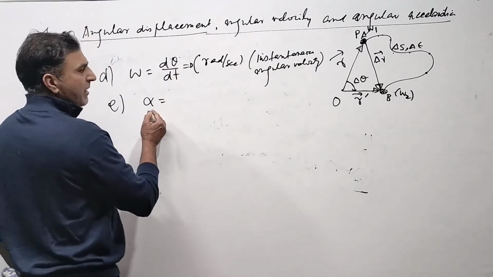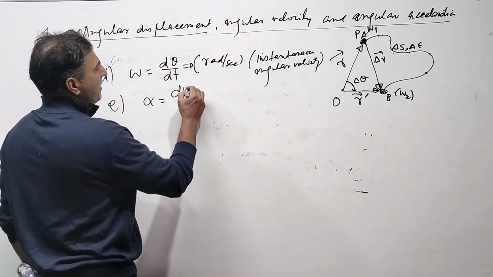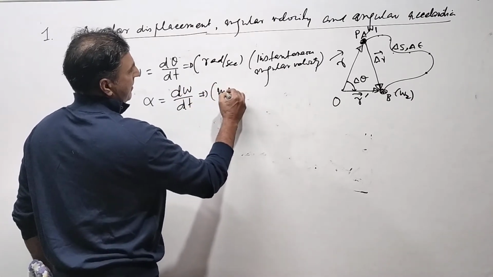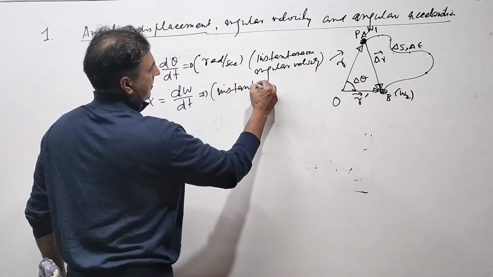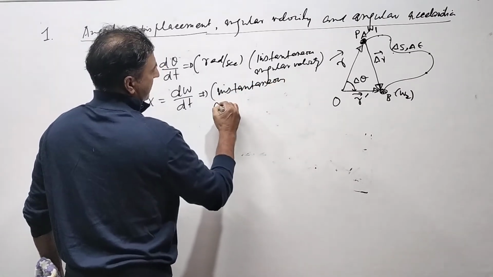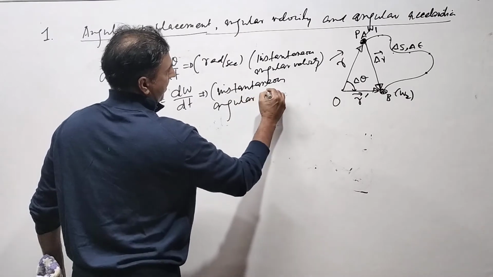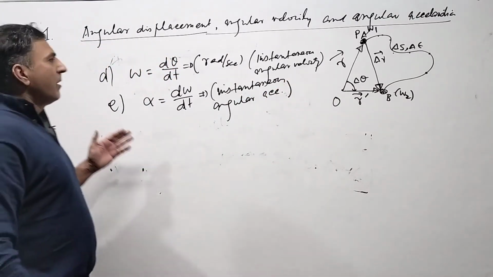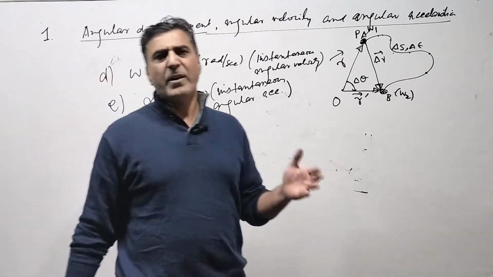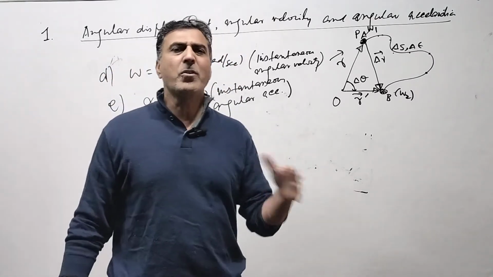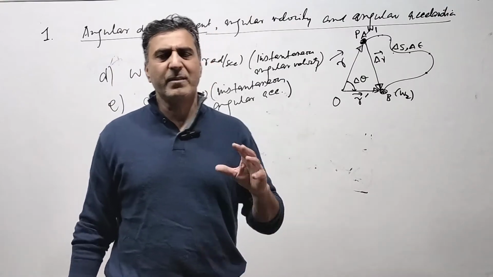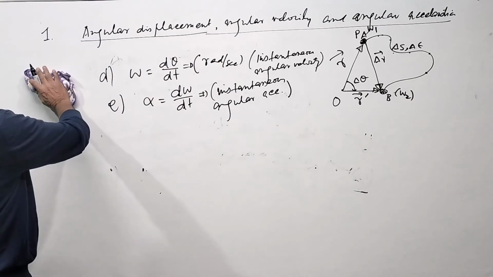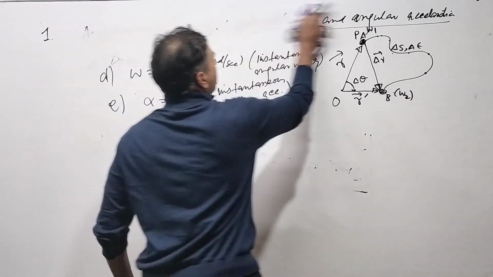What about instantaneous angular acceleration? That is d omega by dt. Instantaneous angular acceleration. These are the 4 to 5 definitions which you have to remember in order to do rotational dynamics in a very simple and in a very competitive way. Okay, now first is finished.